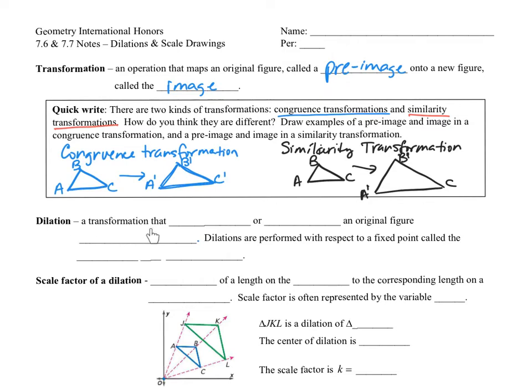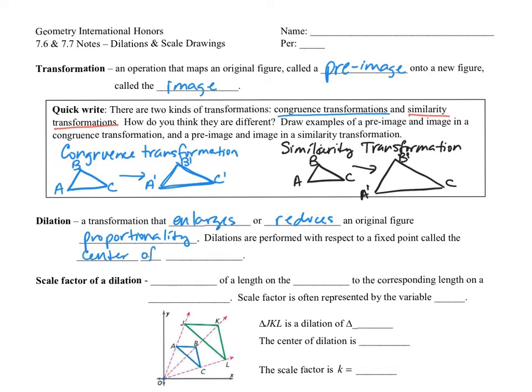So a dilation is a transformation that either enlarges or reduces an original figure. And when it does that, it's going to do it proportionally. Remember, if it's a similarity transformation, then the image will be proportional to the original, to the pre-image. Dilations are performed with respect to a fixed point called the center of dilation.